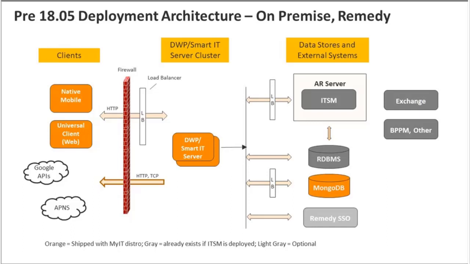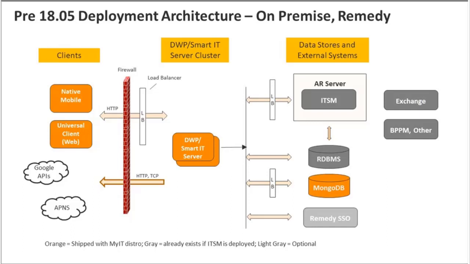So this is the pre-1805 deployment architecture, which most of you should be aware of if you are already using digital workplace. As we all know, we have multiple components here. We have the client, and we have three different variations of the client. We have the web app, and we have two native apps, one for iOS and one for Android. And then we have the server component here, which is the digital workplace server, which is again combined with Smart IT. So Smart IT and digital workplace both used to run on the same infrastructure.